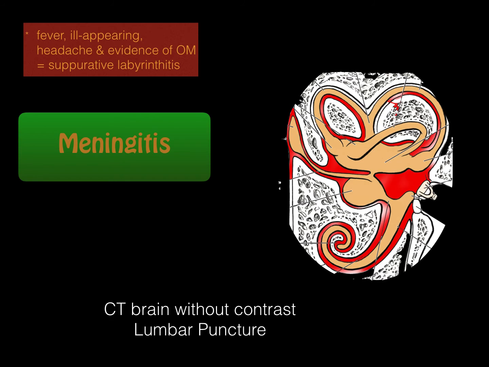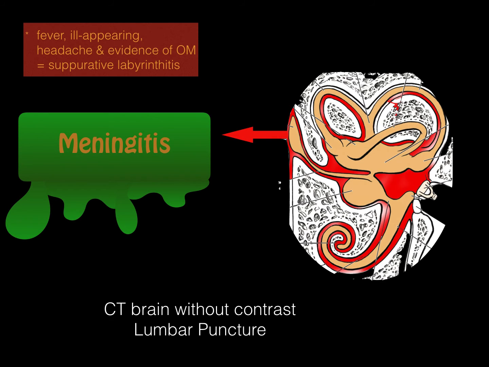So these are the patients that you need to do a CT brain without contrast on, to make sure that there's no space-occupying lesion, that there's no evidence of an intracranial abscess, and then you need to do a lumbar puncture. But once again, these are patients with vital sign abnormalities, or they've got a bad headache in conjunction with unilateral ear symptoms. All right, they don't look well, and on clinical exam, they've got findings of a bacterial infection, right?